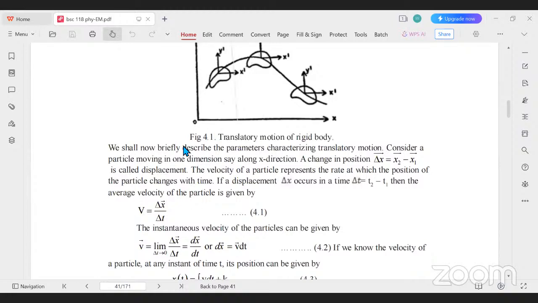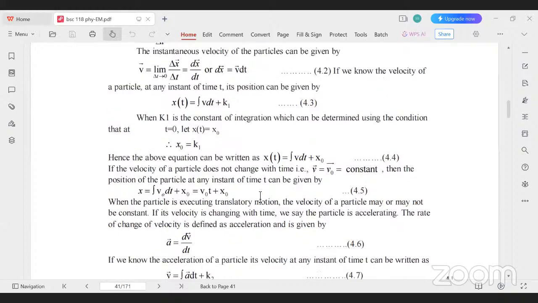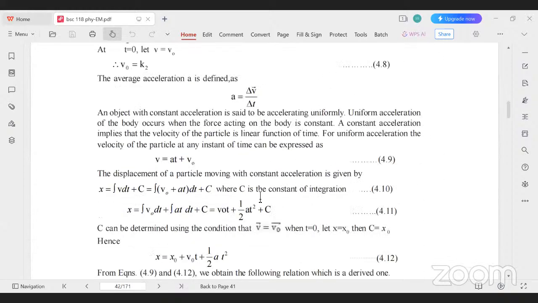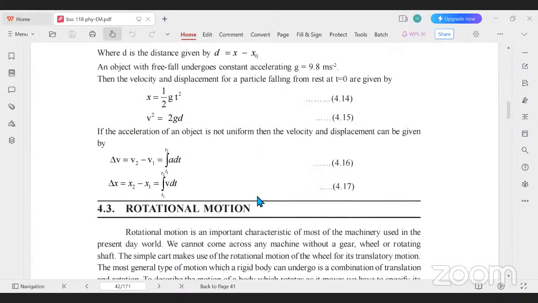Nothing complicated. I'm not going step by step. You just go with how these calculations are going on. So you are able to find for one dimension, that is your x. Next comes here. Here I could find the velocity as well as the direction, x direction. If the acceleration of an object is not uniform, then the velocity and displacement can be given by.